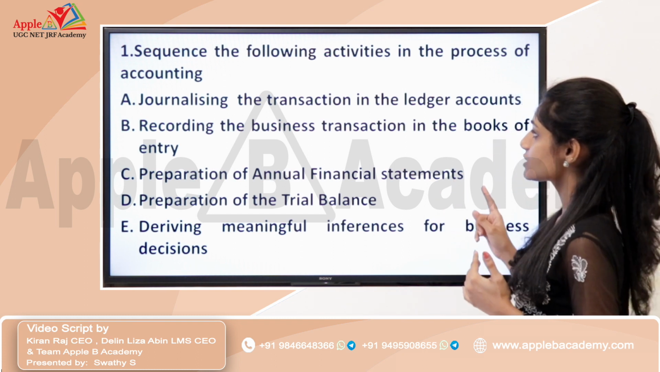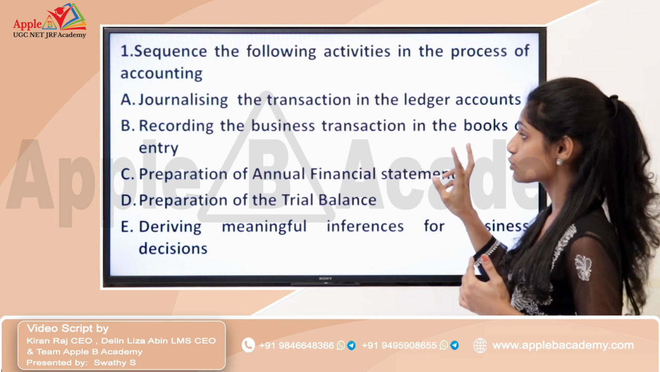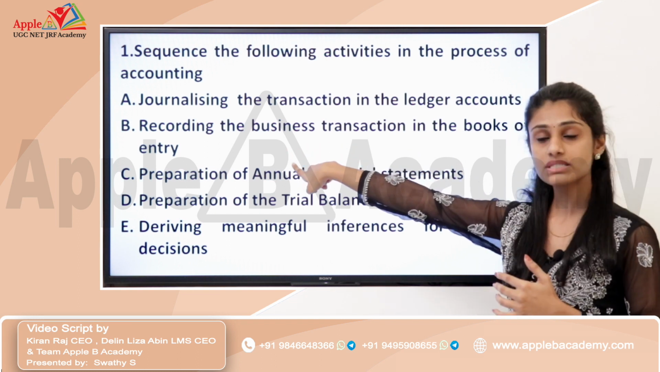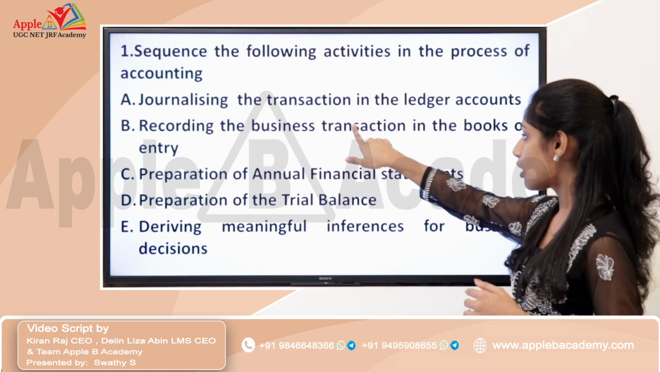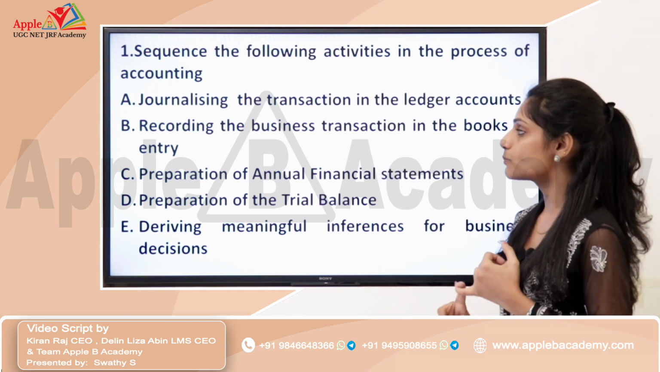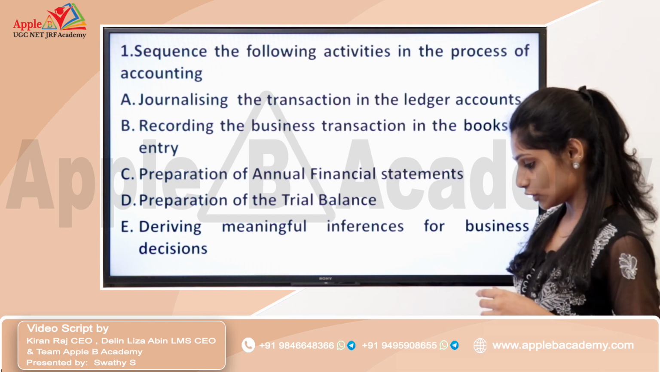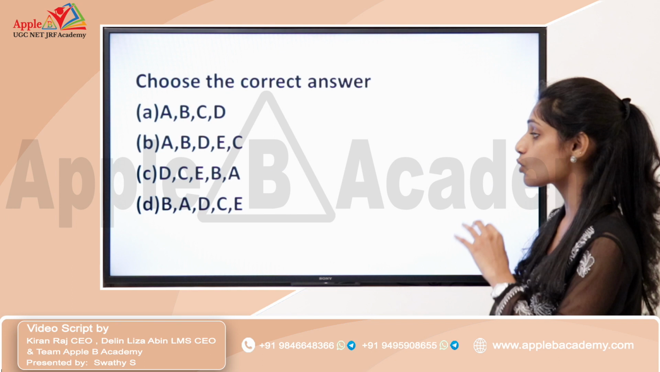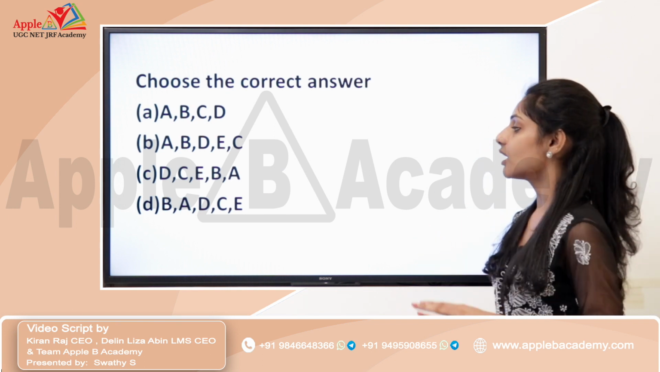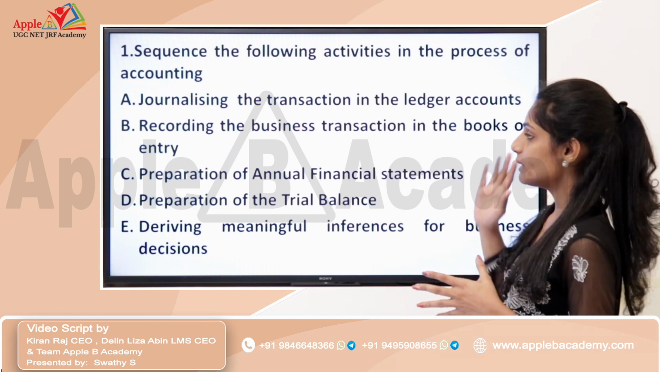When you go through the first one, that was about journalizing the transaction in the ledger account. So that is not correct. Recording the business transaction in the books of entry, this is the first one, right? We are recording the business transaction in the books of entry. Correct. So option B will be the first step which is included. When you go through the options, you can see that there is only one option which starts with B. So if you know this particular thing, you can directly come to the answer. Anyway, we can go through the other steps also. So B is the first one.